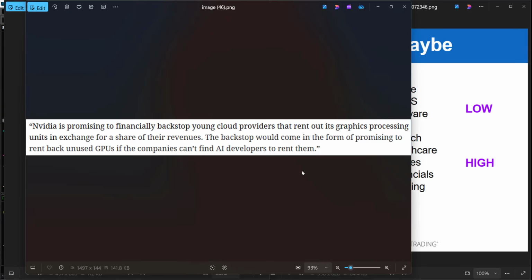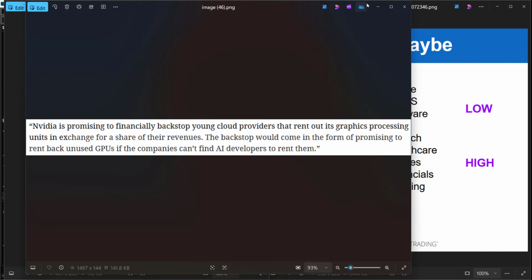What do they see coming down the road that maybe we need to be a little bit concerned about, that some of these neo clouds like CoreWeave and NBIS can't find AI developers to rent them? This is also why Oracle is having a real hard time. Their stock is just getting absolutely trounced. So this is kind of the thing that is spooking the investors.